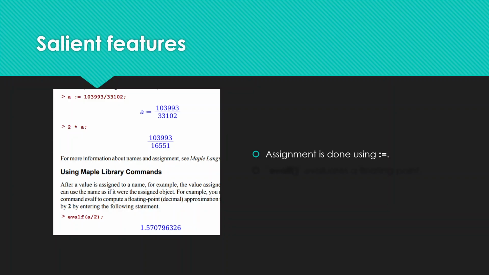Assignment is done using the colon equals. Note the result of a times 2 is an improper fraction, simplified as much as possible. If you want to see the typical fully computed value, you use evalf, which is an evaluation function for floating points.